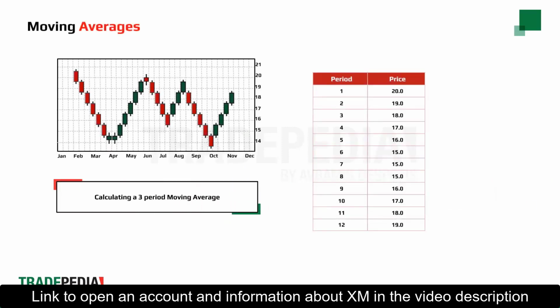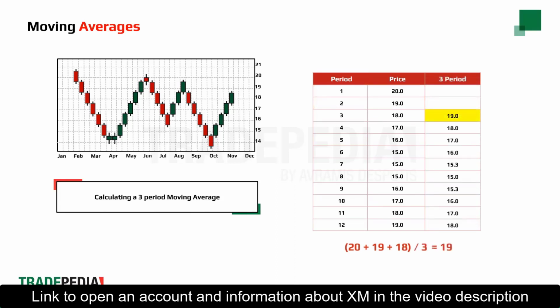To calculate a 3-day moving average, we need to add the closing prices of the last 3 days and divide by 3. In our example, we add the closing prices of the last 3 days: 20 plus 19 plus 18 divided by 3 gives us 19. On the next day, again we use the closing prices of the last 3 days: 19 plus 18 plus 17 divided by 3, giving us 18. The next day, the moving average goes to 17, and so on. Plotting these points on the chart, we can see how the average is following the price.